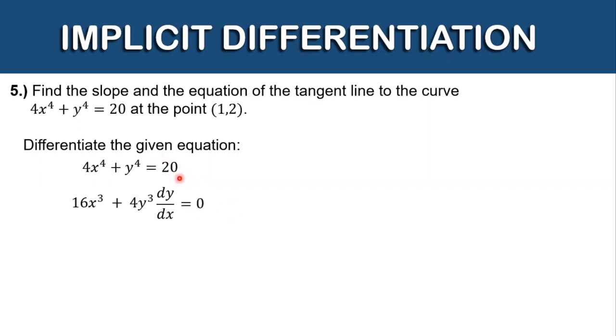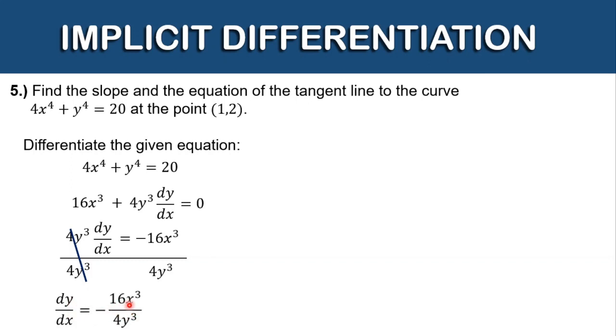Then isolate lang natin yung ating term na may dy over dx. Yan, 4y cubed dy over dx is equal to negative 16x cubed. So nilipat natin to the other side kaya siya naging negative. Then divide lang natin both sides by 4y cubed. Ayan. And we can cancel 4y cubed sa taas at sa baba. So we have dy over dx is equal to negative 16x cubed over 4y cubed.